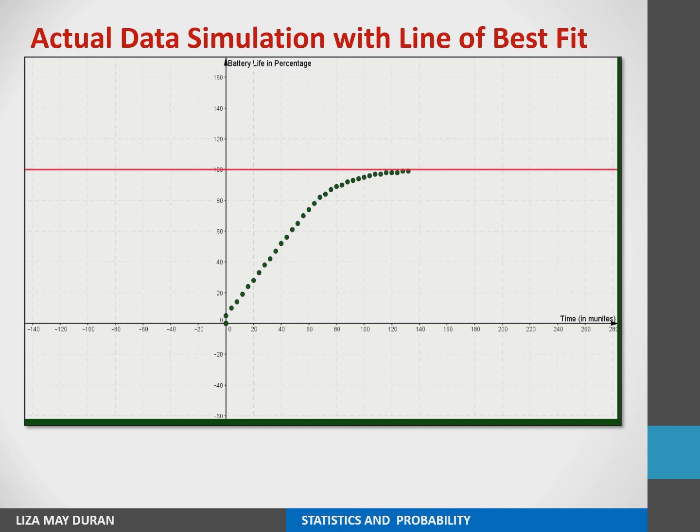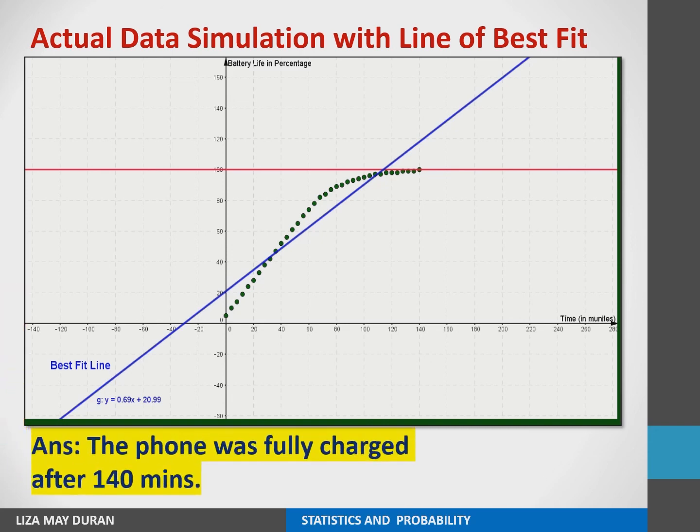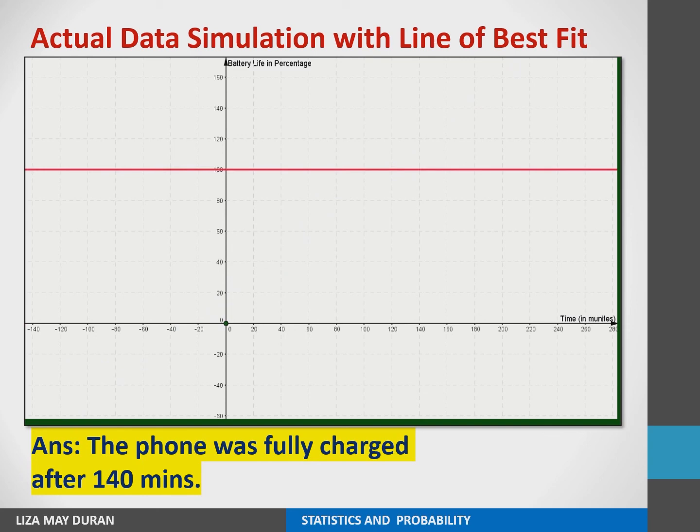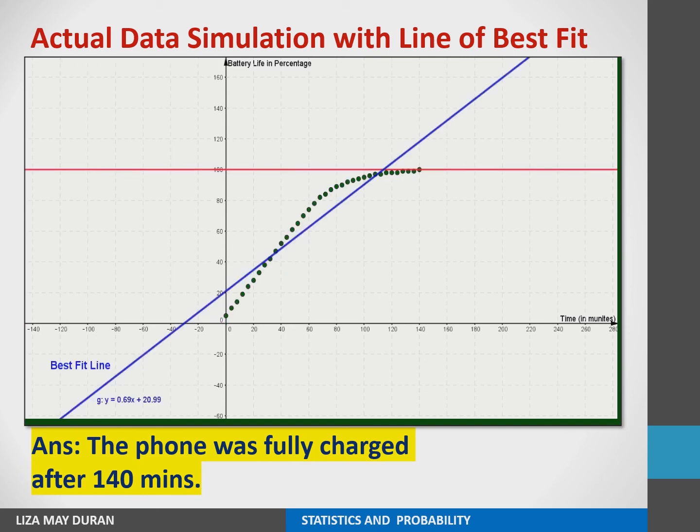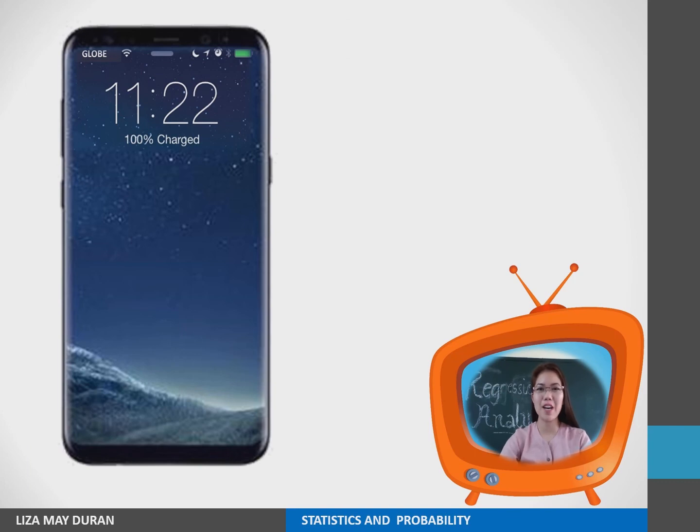The best fit line is indicated by the blue line, with an equation of y equals 0.69x plus 20.99. And the answer to the question of when the phone will be fully charged is here. The cell phone was fully charged after 140 minutes. How much time passed when the phone was fully charged? The answer is 2 hours and 20 minutes, or 140 minutes. And that time is exactly 11:22 in the evening.